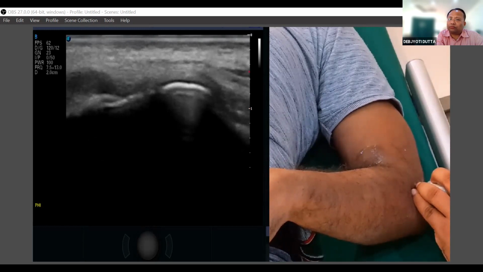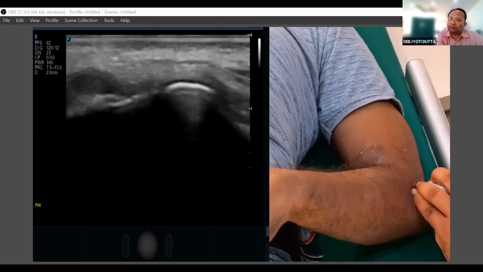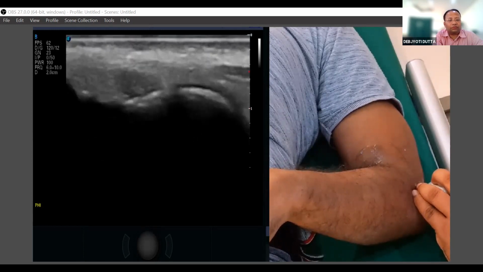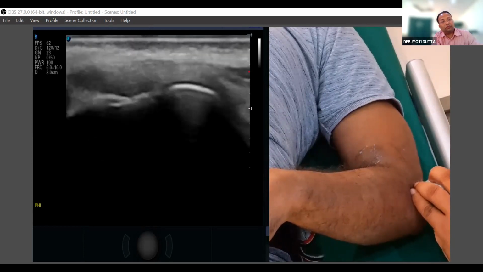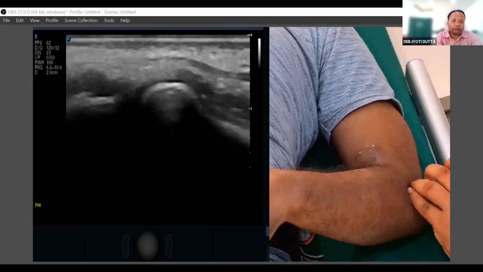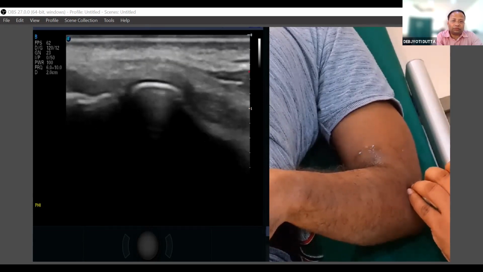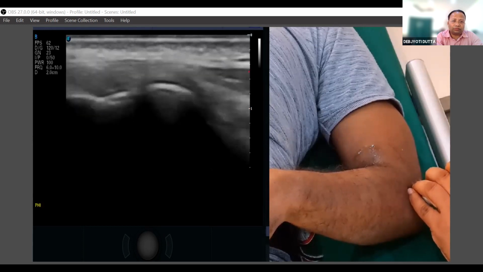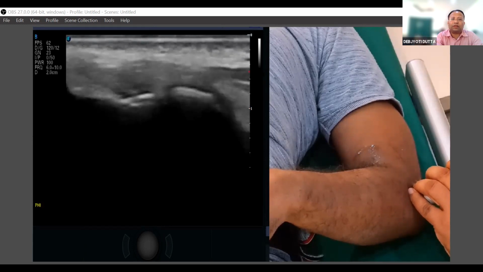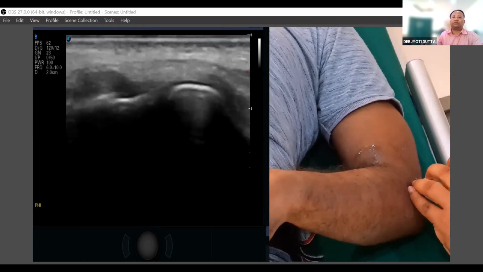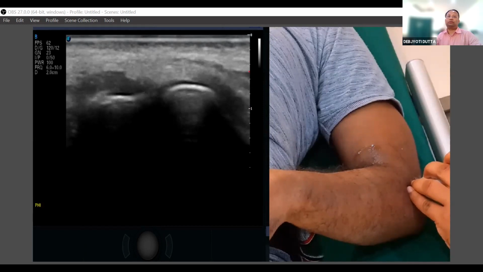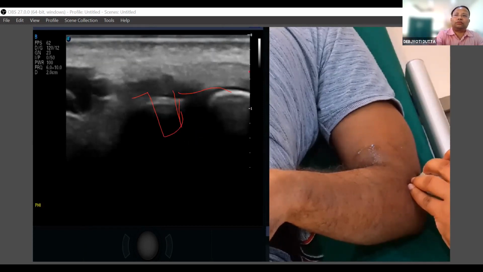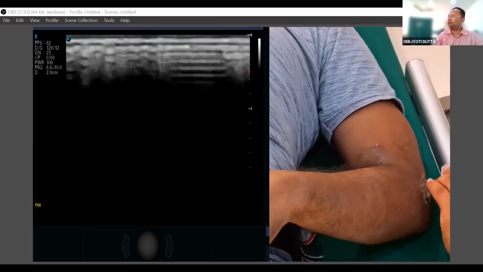Okay, make it superficial. Okay, so now we are over the radial head, and you can see the radial head, and you will be able to see the joint as well. So this is the joint in between. When I'm holding like this, you'll be able to see the joint from the lateral side.